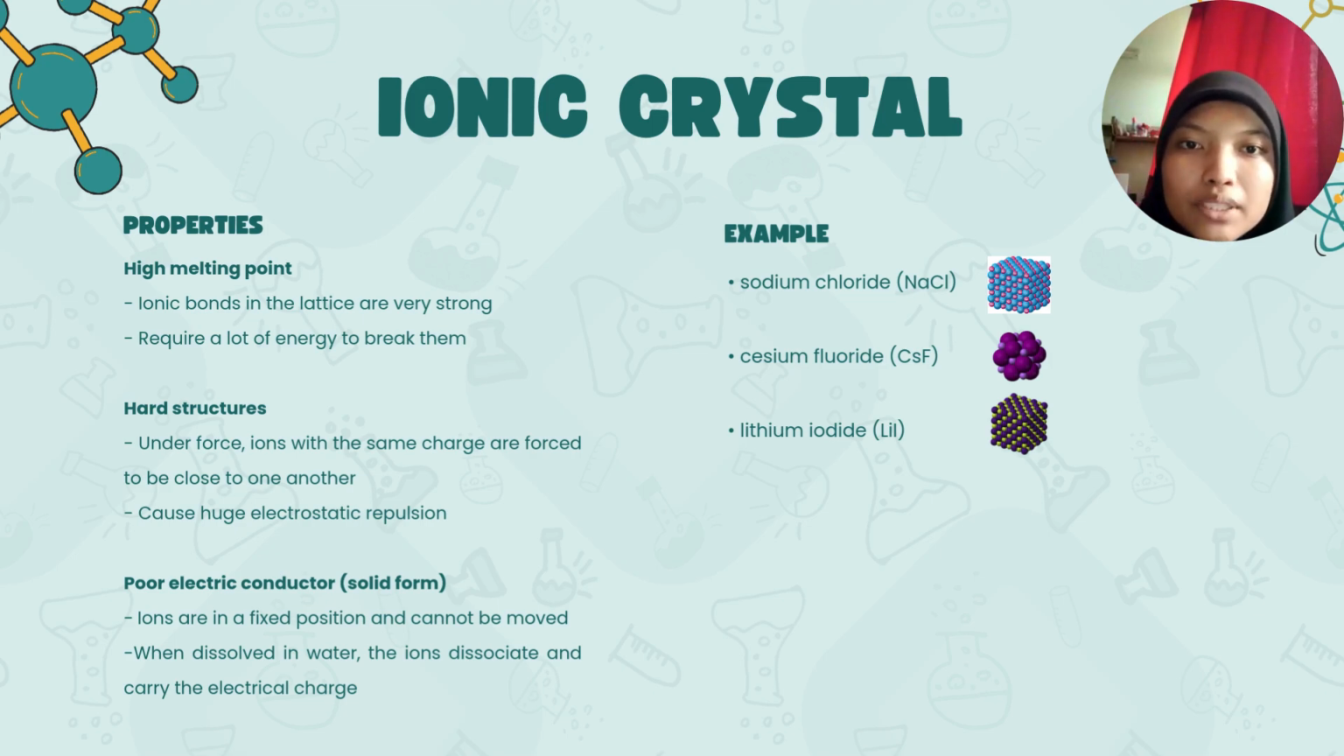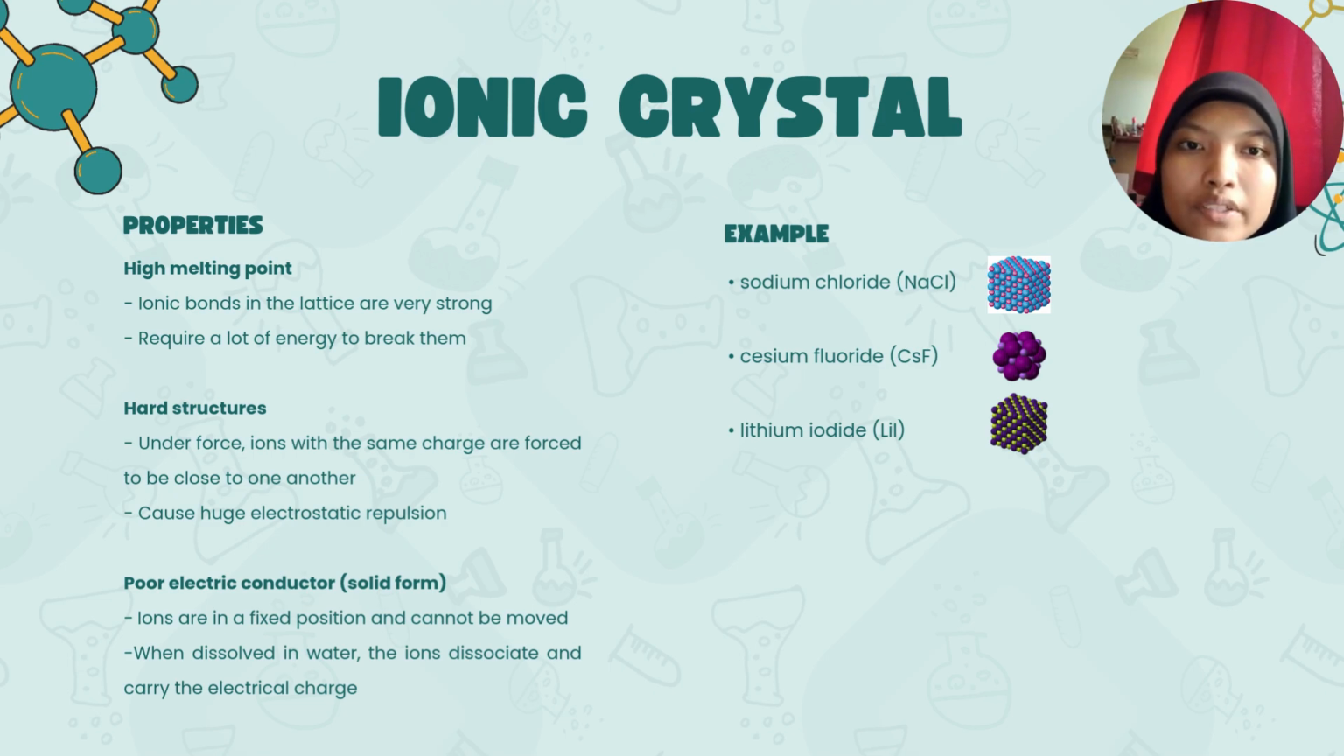Next is the properties of the ionic crystal. First, ionic crystal has a high melting point. Ionic bonds in the lattice of ionic crystal are very strong, therefore a large amount of energy is required to overcome this strong attraction and break the ionic bonds. Second, ionic crystal has a high structure due to the strong attractions between ions in the lattice.